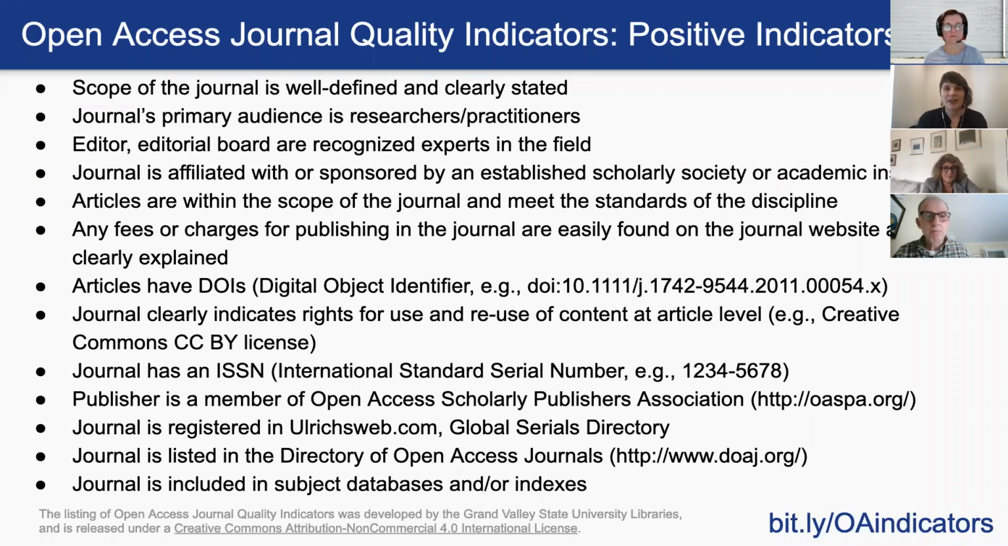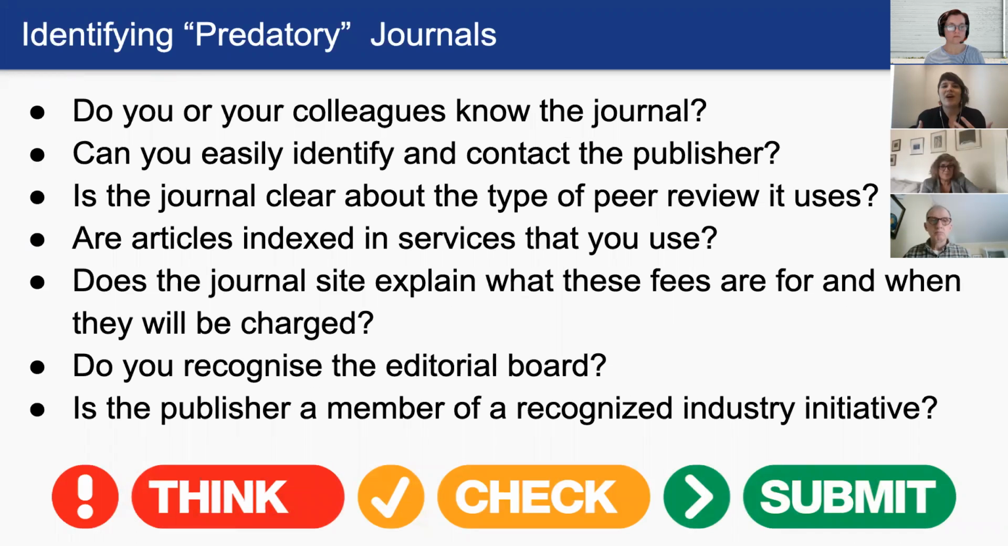Does it clearly and transparently communicate the fees, its reuse policy, and author guidelines? Is it included in recognized databases and indices? This is something that's not only important for determining its reputation, but also whether or not people are going to find your work once it is published. There's another tool called ThinkCheckSubmit that has a series of questions, a little bit less intensive than the one from Grand Valley State, that encourage authors to look at the journal and its contents, but also the context in which it was created, right? The editors, the publishers. Now, it takes time to evaluate a journal in this way.